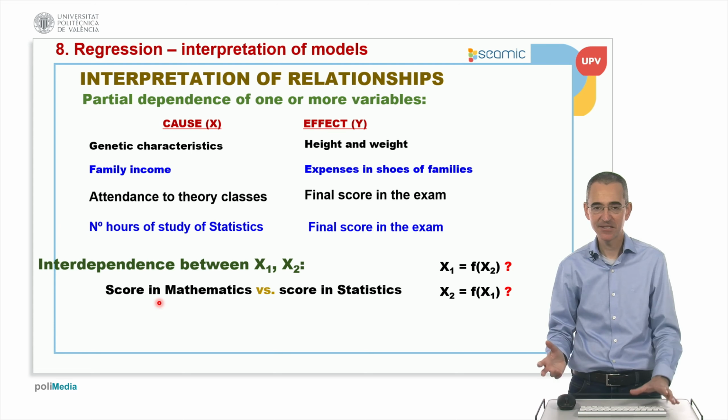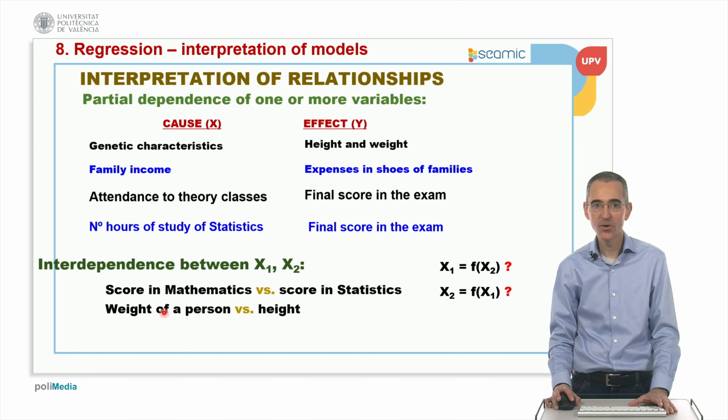Well, it does not make sense. I mean, both situations would make sense at the same time. So it's called interdependence. Or the weight of a person versus the height. We can check that there exists a positive correlation between both variables. But is the weight a function of the height, or is the height a function of the weight? Well, it's like unclear. It's an example of interdependence.